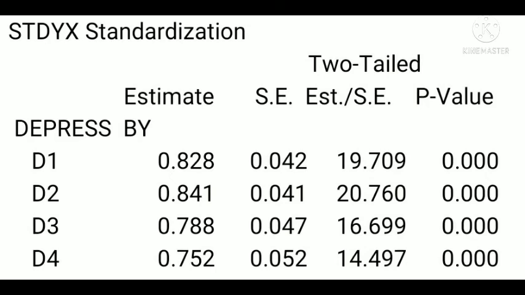Each factor loading, say of D1 or hopelessness, is 0.828, which indicates that one standardized score increase in depress or depression is associated with 0.828 standardized score increase in D1 or hopelessness, and in the same way we can interpret factor loadings for other indicators as well.